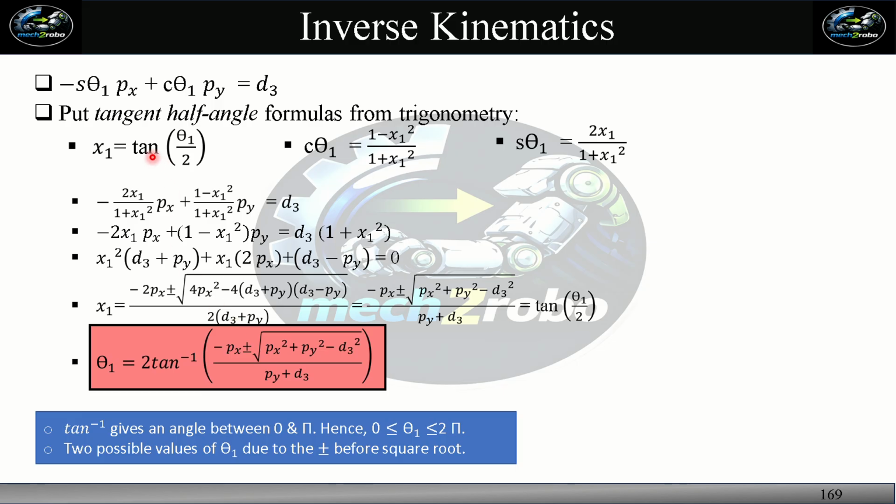For that, we first put in the tangent half angle formulas from trigonometry: cos theta 1 is equal to 1 minus x1 square upon 1 plus x1 square. Similarly, sin theta 1 is equal to 2x1 upon 1 plus x1 square, where x1 is equal to tan of theta 1 by 2. We put these cos theta and sin theta values in these equations, and we get a quadratic equation in terms of x1. We solve this quadratic equation and get the theta 1 values, which lie between 0 and pi, and because of this plus minus sign we get two values of theta 1. Thus we get the joint angle 1 values.